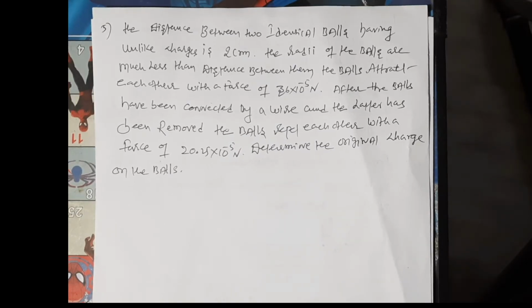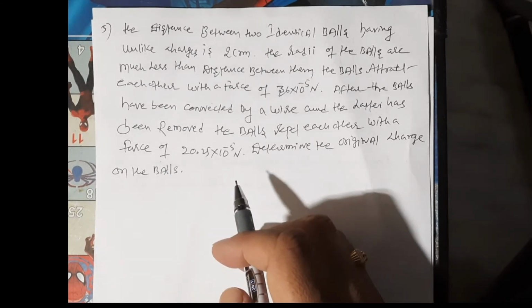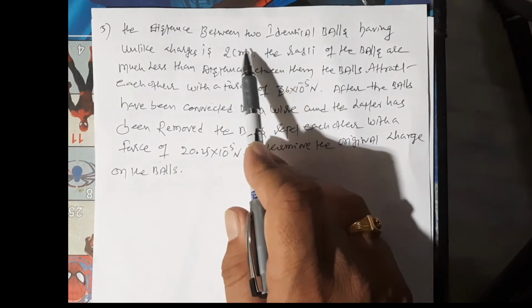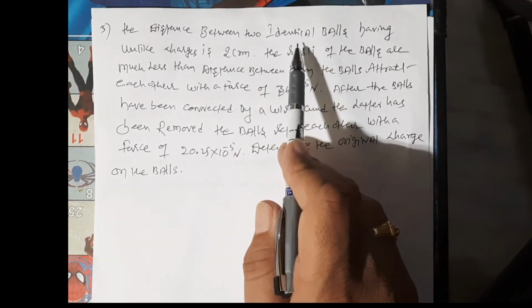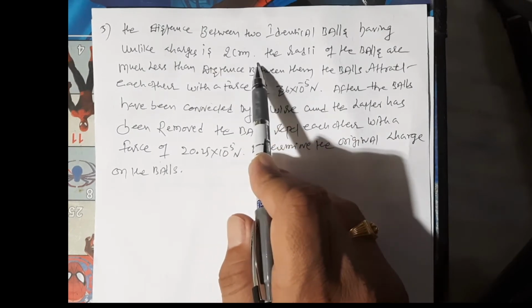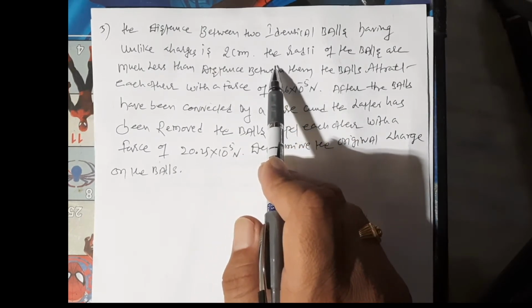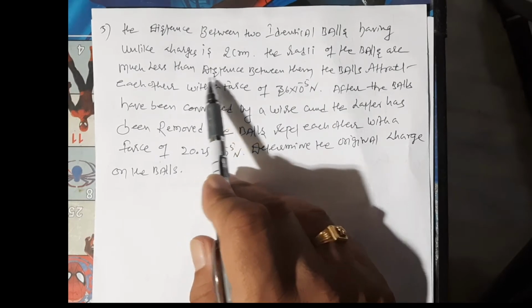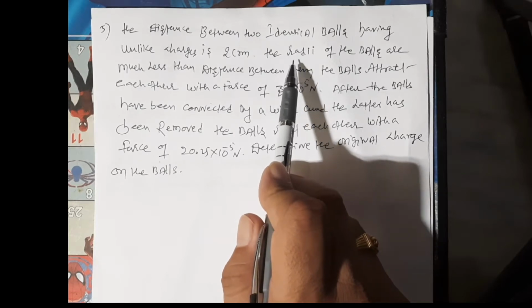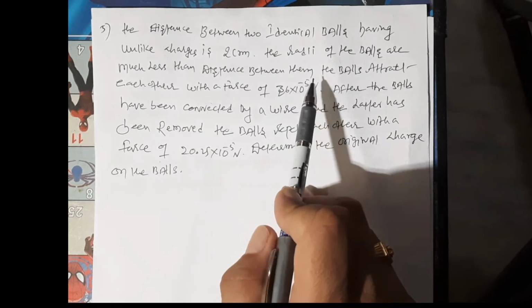So now we are going to discuss a very important problem. Read that problem. The distance between identical balls having unlike charges is 2 centimeters. The radii of the balls are much less than the distance between them. That means they are very small balls.